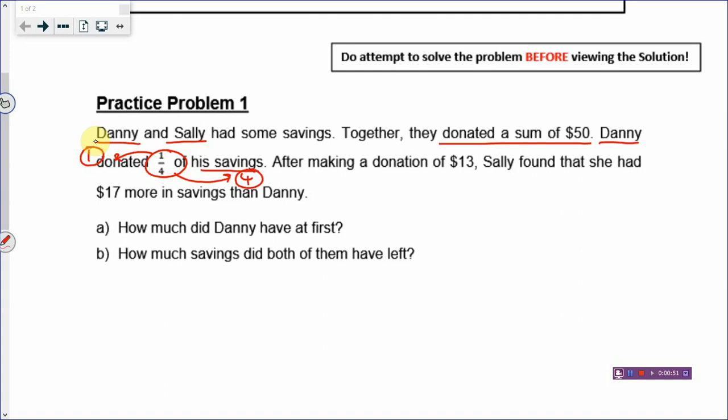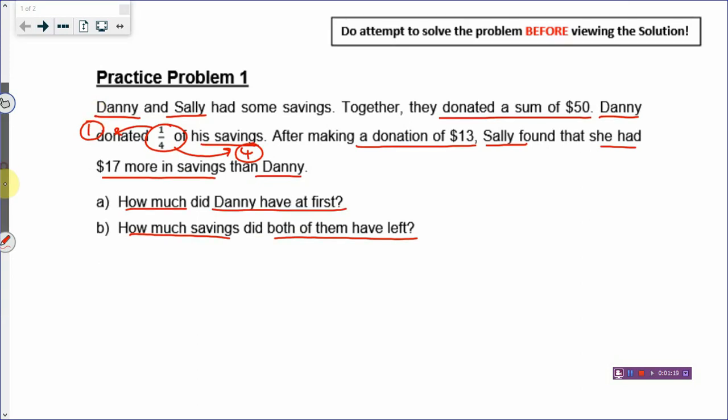After making a donation of $13, Sally found that she had $17 more in savings than Danny. So how much did Danny have at first, and how much savings did both of them have left? It looks quite complicated. But again, you need to think about what is unchanged. Everything changed because both of them donated money, right? Did they donate an equal amount? No. So the difference has also changed. The total has changed. Everybody has changed, because both persons donated money.